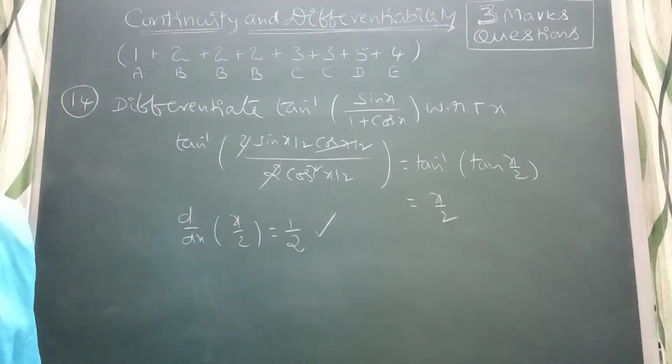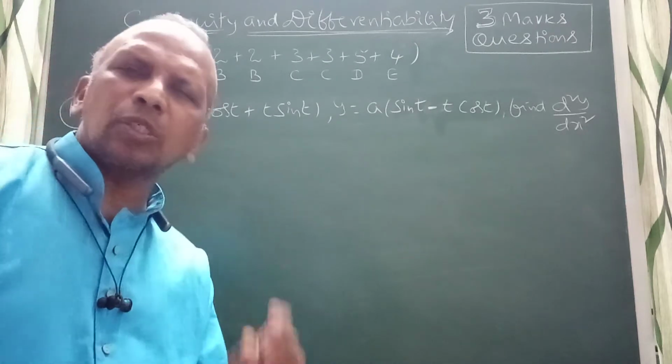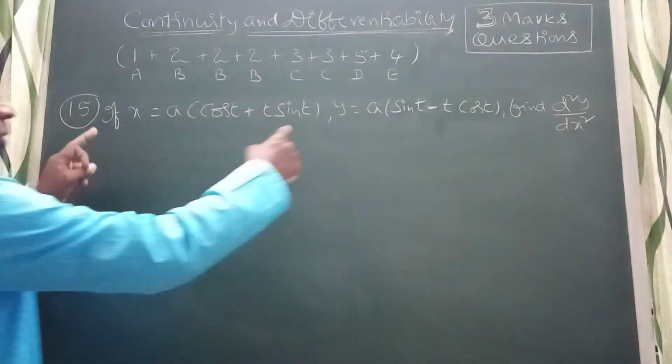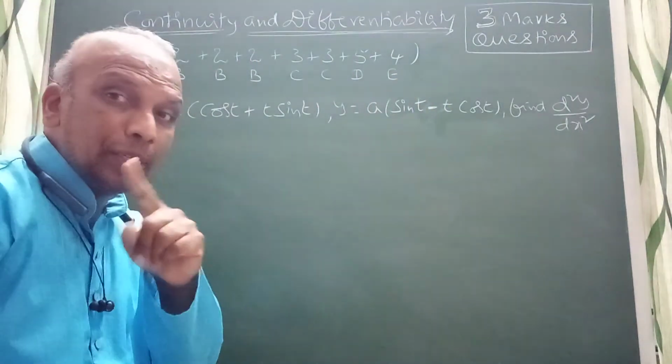I will explain the next problem. This is also a most important one. Most of the people may make a mistake in this problem. Be careful. x is equal to given, y is equal to given. Find d square y over dx square.